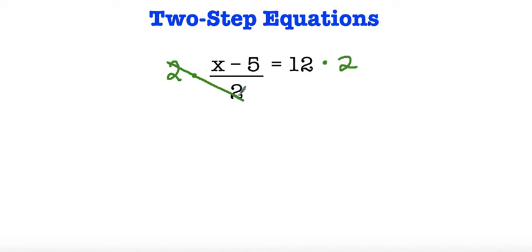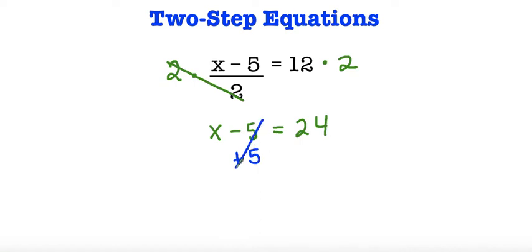So now since these two canceled out, all I'm left with is x minus 5 is equal to, now I have 12 times 2, which is 24. So now I have x minus 5 is equal to 24. And remember, our goal here is to isolate our x value. So what I could do here, since it's x minus 5, I could actually add 5 on both sides.